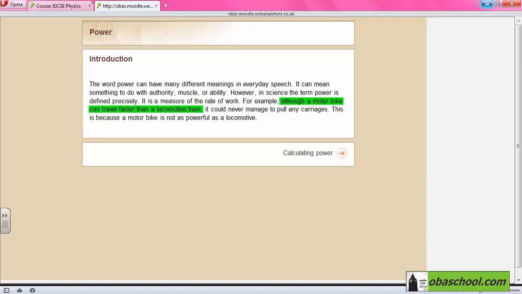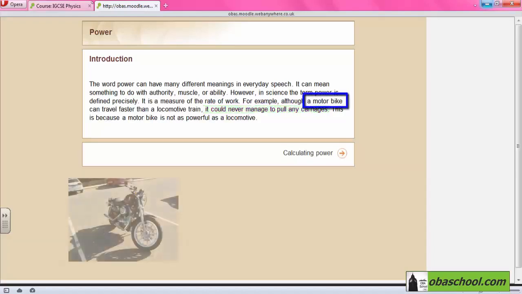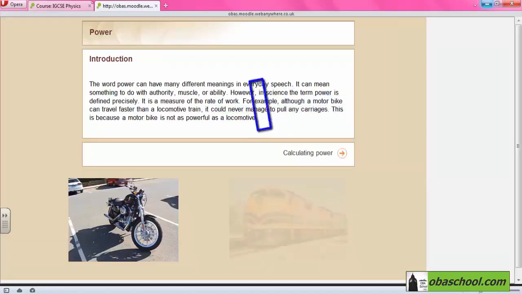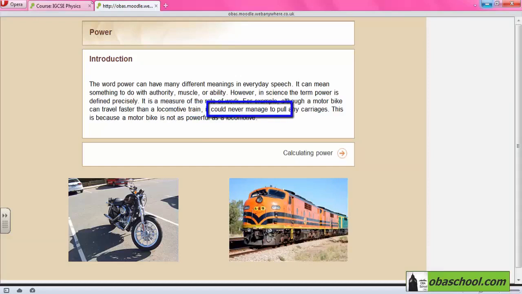For example, although a motorbike can travel faster than a locomotive train, it could never manage to pull any carriages. So this is a motorbike like you see here in the picture, and this is a locomotive train. The motorbike won't be able to pull any carriages, but the train can pull carriages. This is because a motorbike is not as powerful as a locomotive.